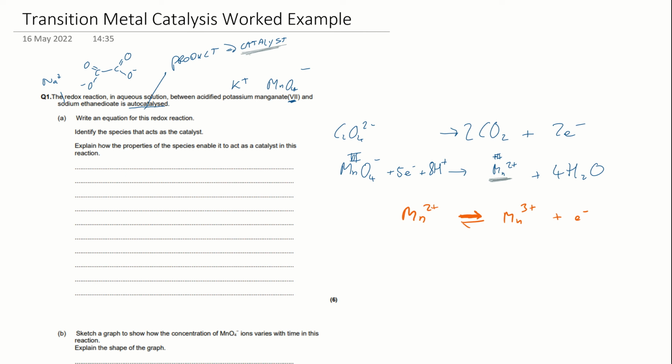So if it's giving electrons away, that makes Mn3 plus, and then Mn3 plus can go and combine with the C2O4 2 minus ion and steal its electrons to make Mn2 plus again. So we'll basically look at how that works.